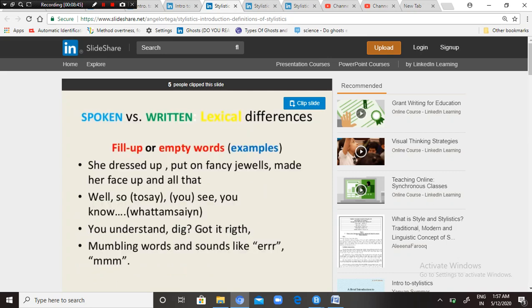Spoken versus written lexical differences. Filler words are empty words. Examples: she dressed up, put on fancy jewelry, made her face up, and all that. Well, so, thus, as you see, you know what, Sam. You understand, they got it right. Mumbling words and sounds like.